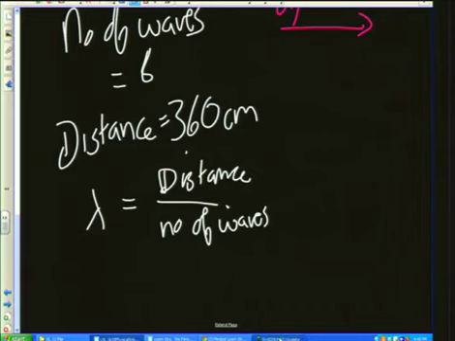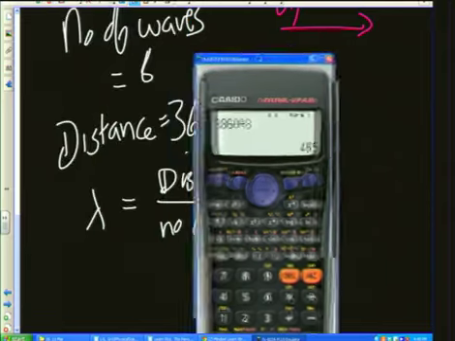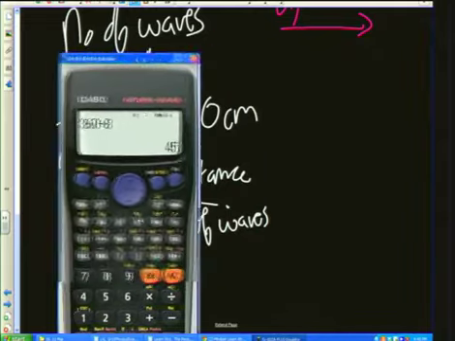And if we take the calculator out, I'm going to get the answer here. 360 divided by 8, which equals 45. Is that correct? 360 divided by 8, 45. So what is it? It's 45 centimeters.